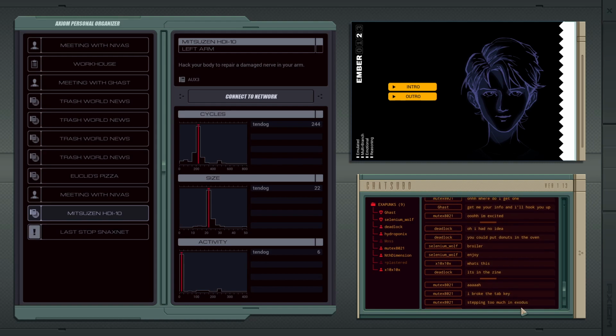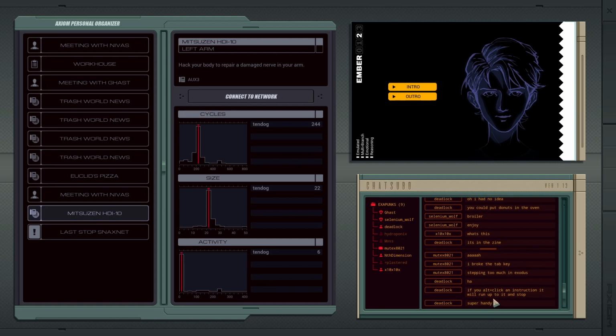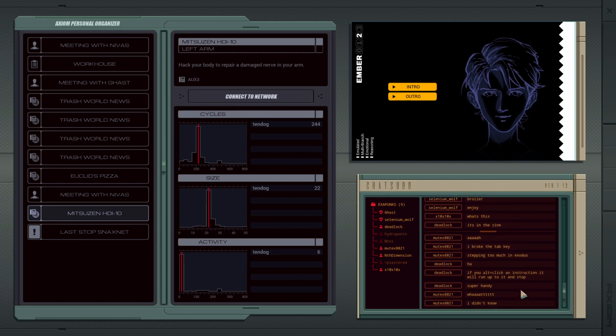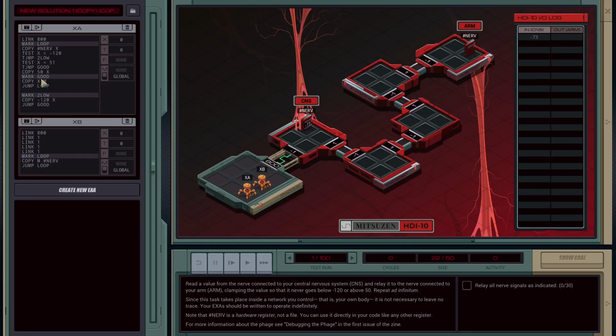Ah, I broke the tab key. Stepping too much in Exodus. Ha. If you alt-click an instruction, it will run up to it and stop. Super handy. What? I didn't know. Well, now you do. Too late for tab key. Wait, what? If you alt-click, it will run up to it and stop. Oh, that's actually useful. Hold on. Because what they're saying is, like, I could alt-click. Oh. What the heck? That's such a weird... That works so well.